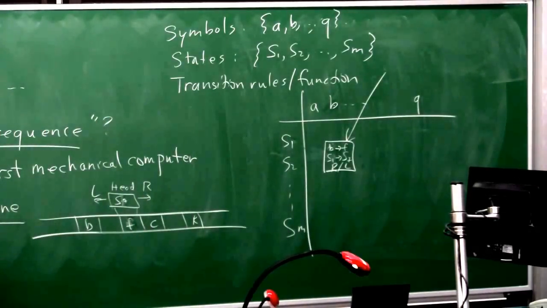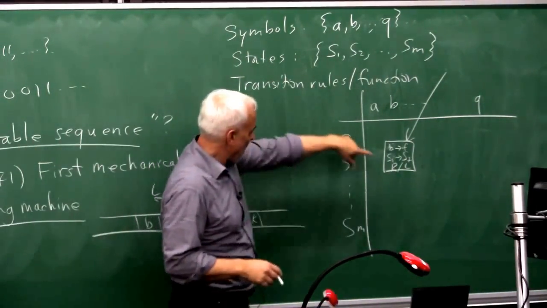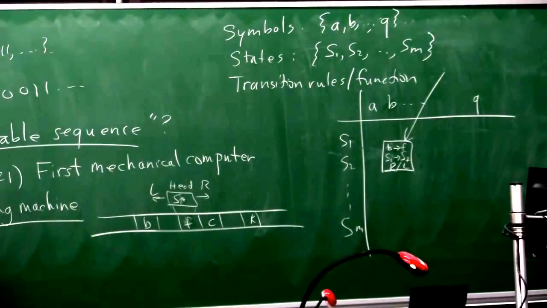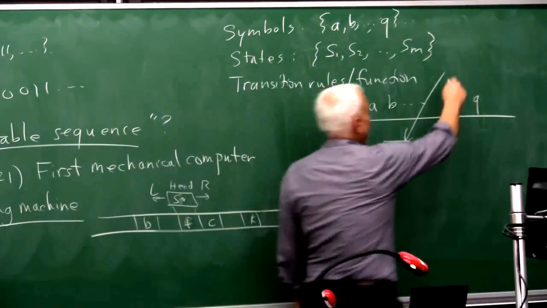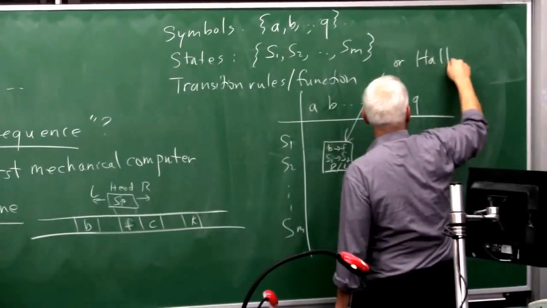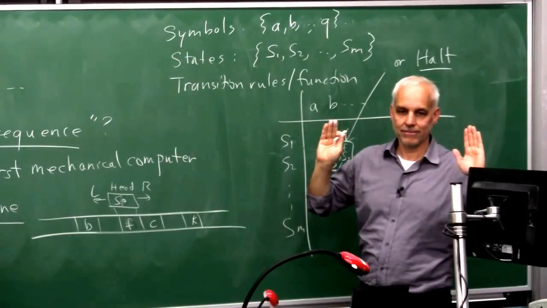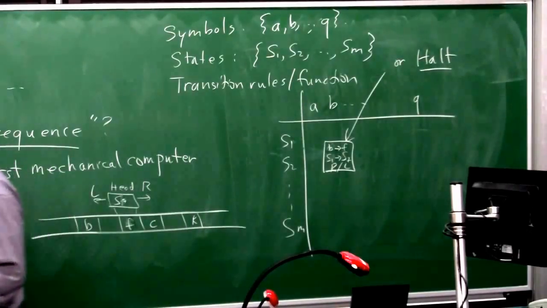So at each stage, your head is at some place. You look to see what's written there. You look to see what state you're in. And then you look at the corresponding instruction. And that tells you to change the symbol, change your state, and move one way or the other. Or, I suppose there's also another possibility, where there's a halt, where the computer's allowed to stop. There might be a halt instruction somewhere, because after all, we do want our computers to stop.